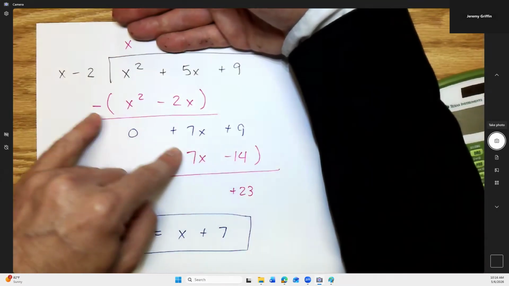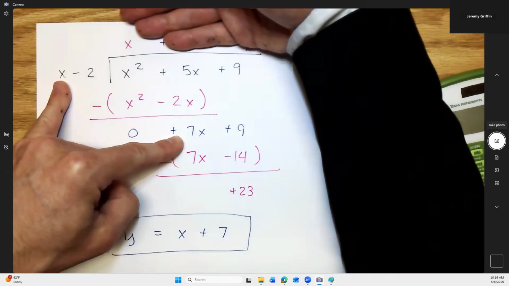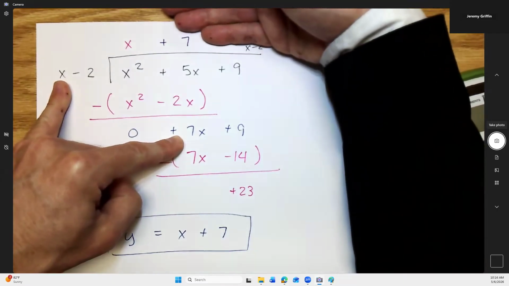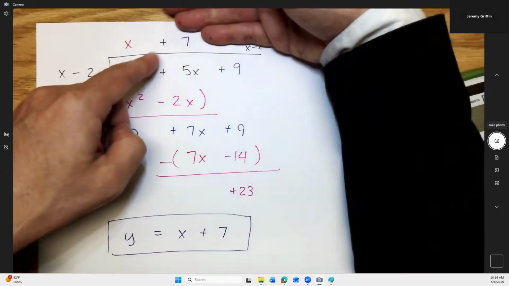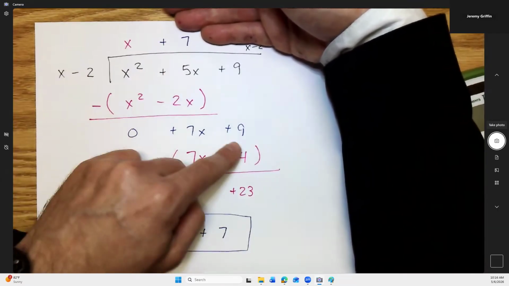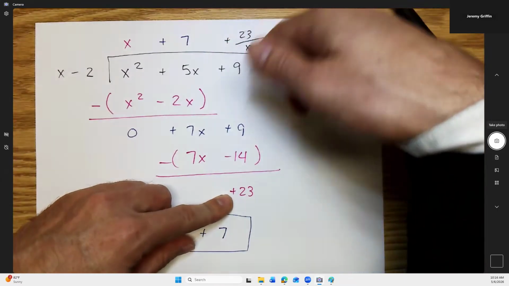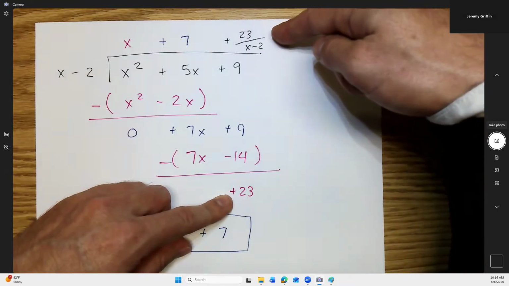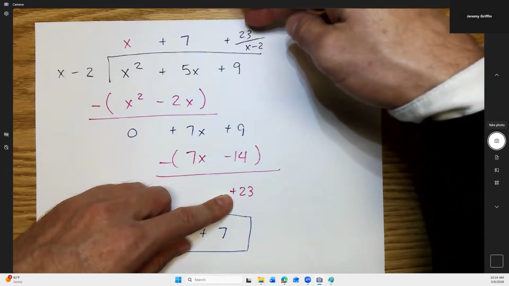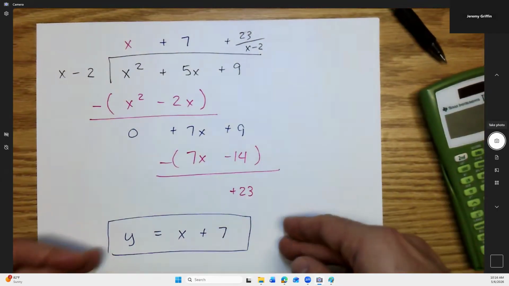Okay. Next step. Guys, how many times does x go into 7x? 7 times. So I do plus 7. By the way, you have the answer at this point. Okay. But just to finish it off, 7 times x is 7x. 7 times -2 is -14. Subtract going down. I get 23. So if I were to finish the long division, it would be plus 23 over x minus 2. But that's irrelevant to the slant asymptote. The slant asymptote is this bit right here. It's just y equals x plus 7.